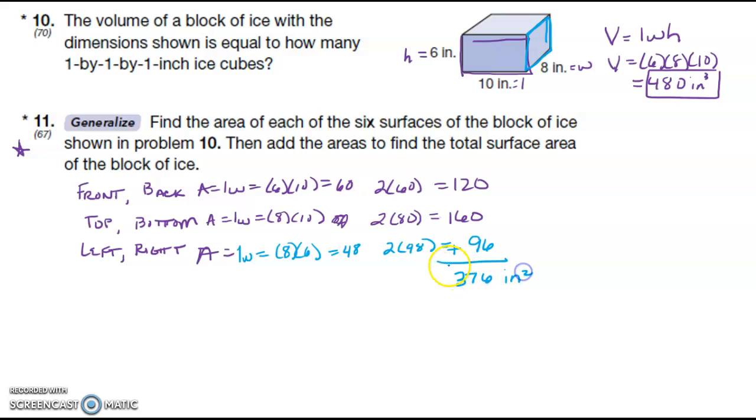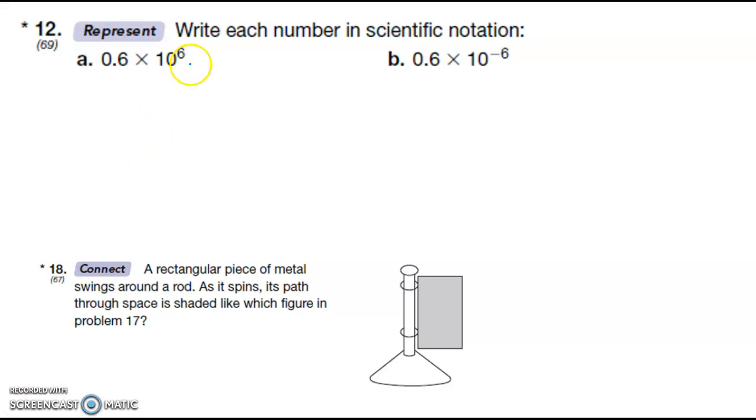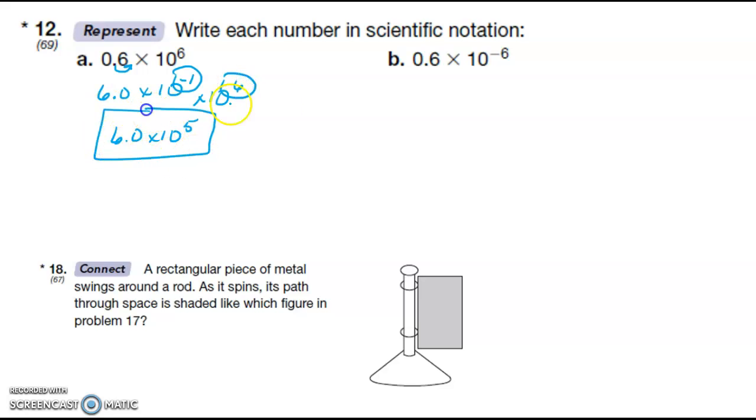That's inches squared, because it's area. All right, write each number in scientific notation. So I'm going to move this direction. So I have 6.0 times 10, and when I go that direction, it's -1. So I have 6.0 times 10 to the 5th, because -1 plus +6 is 5.